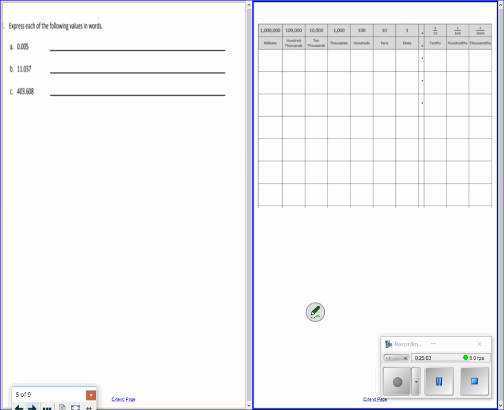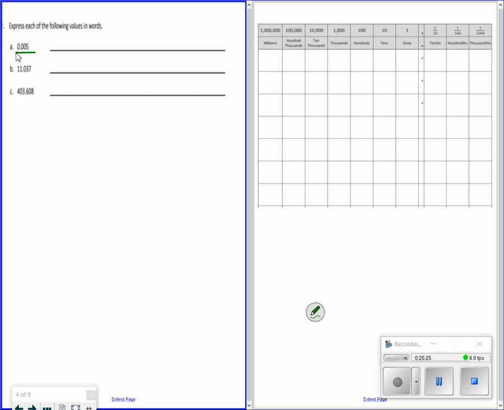Okay. So this is 2 down below, where you have to express each of the following values in words. I'm just going to do A. You with me? That eraser's not that cool. So I'm going to take this number and put it on my place value chart exactly like it should be written. Exactly like it is written, I'm writing on my place value chart.